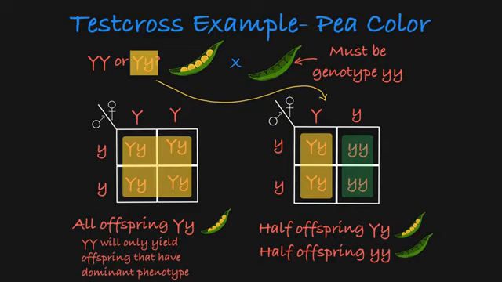Its genotype contains a dominant allele, which makes it have yellow peas, and a recessive allele, which allows it to have green offspring in this cross. It is these two different outcomes that allow you to determine the yellow pea parent genotype.